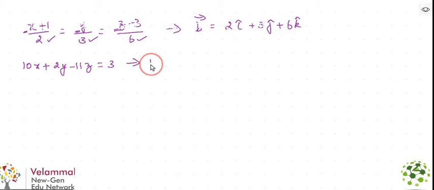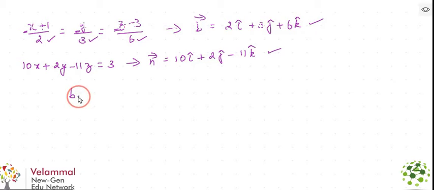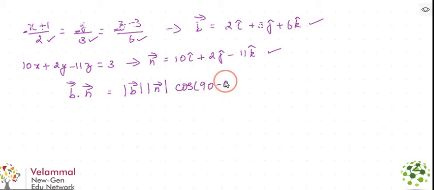And when the plane is given to you, what is the normal to the plane? You know, coefficient of x i plus coefficient of y j plus coefficient of z k gives you the normal to the plane. So I just need to find the angle between these two. But I write it as cos of 90 minus theta, or I can write it as sin theta. That's all. So what is the rule? B dot n is equal to modulus of b into modulus of n into cos of 90 minus theta.